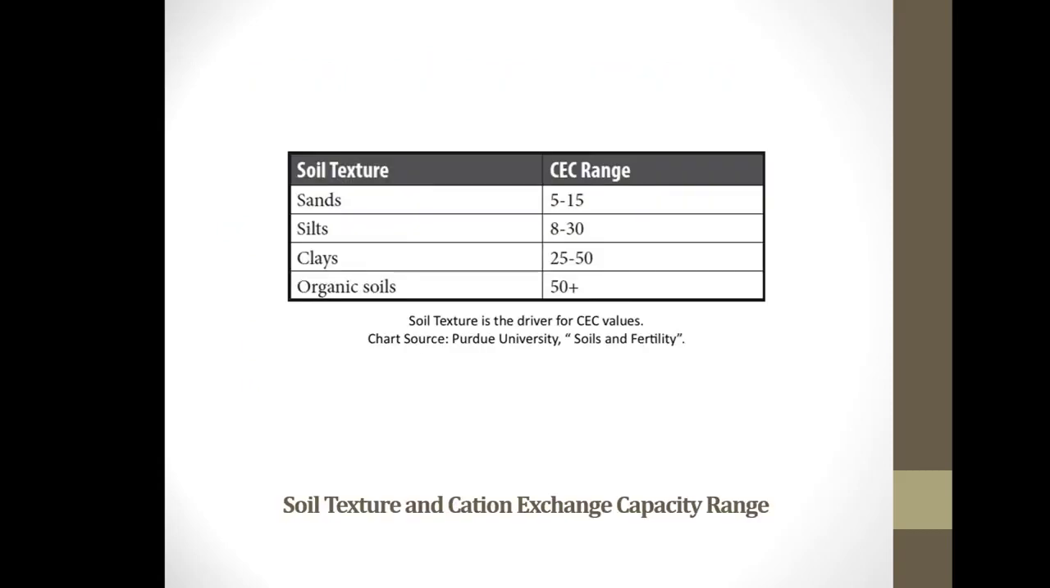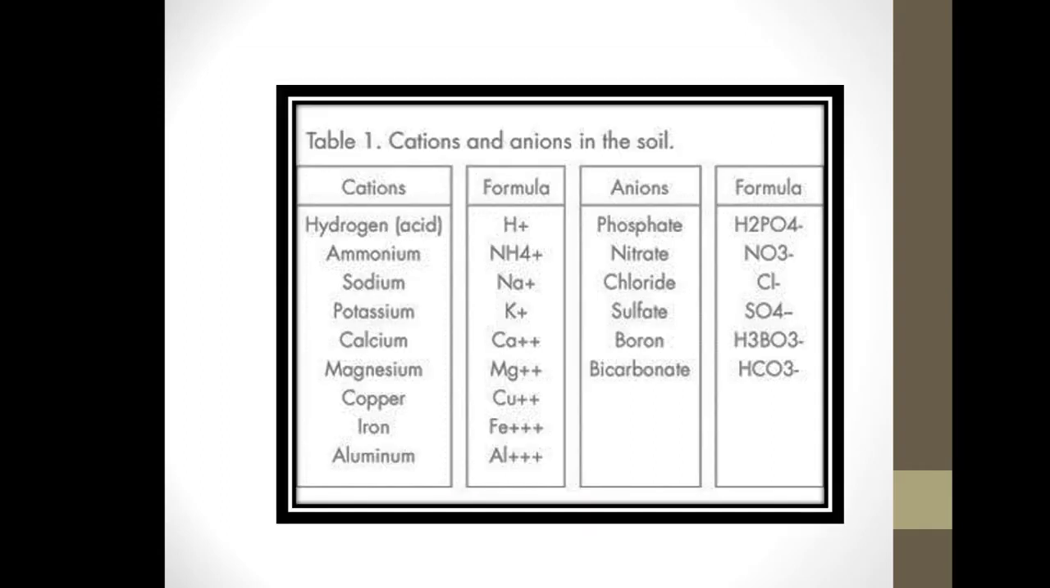And this is just to show you that sands have a low CEC range, whereas organic soils and clays have a much higher CEC range. So just so you can see what cations and anions in the soil might look like, ammonium is the form that would be taken up by the plant in nitrogen. Nitrate tends to leach because it's negatively charged and it will not adsorb onto the soil colloids.